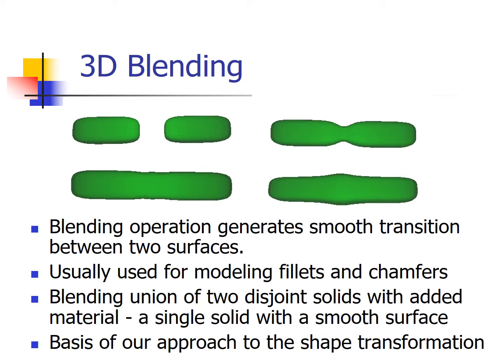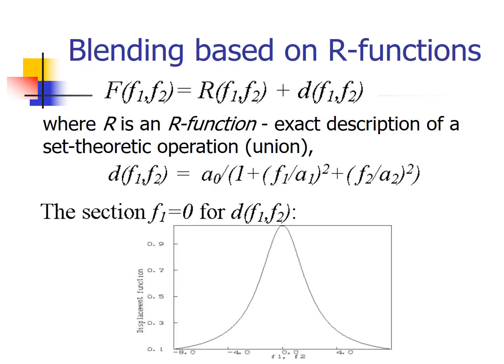Blending operation generates smooth transition between two surfaces, usually used for modeling fillets and chamfers. Blending union of two disjoint solids with added material is a single solid with a smooth surface. This operation is based on approach to the shape transformation. Blending operation based on R functions uses set theoretic operation with displacement function. You can learn more about the blending operation in the previous lecture.